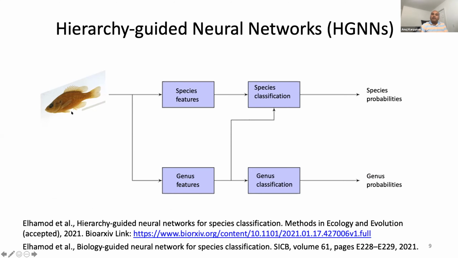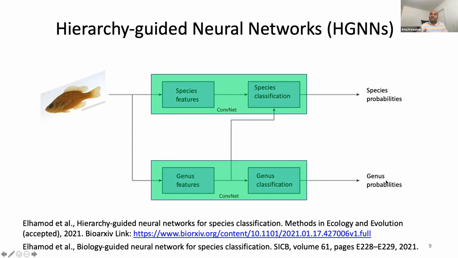So given any image of a fish, we can run it through two blocks of neural network layers. We can have some species features that help in predicting the species probabilities, and we can have another block that predicts the genus probabilities, having its own set of genus features. For example, we can build two different convolutional neural network blocks for these two problems. But we know that these two problems are related. Essentially, if we want to predict the species probabilities, we know that the features that we have already learned for predicting the right genus are useful to predict the right species.